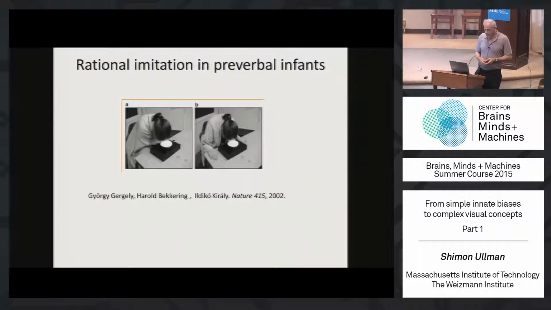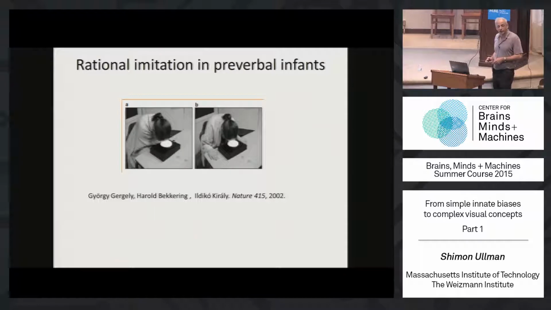And here is the clever manipulation. For half the babies, the experimenter had her hands concealed. She didn't have her hands here. You see, no hands are under this poncho. Here, it's a very similar thing, but the hands are visible.